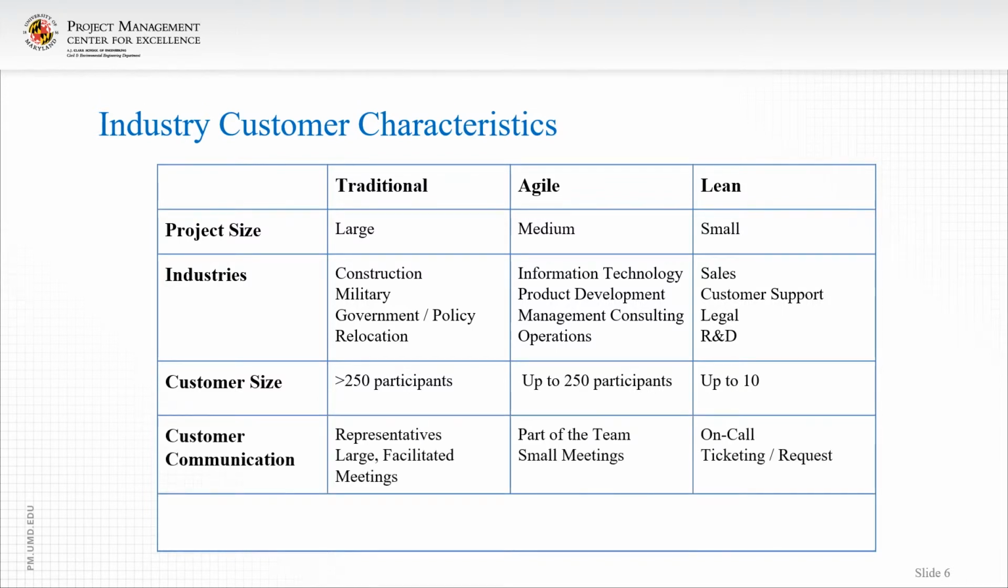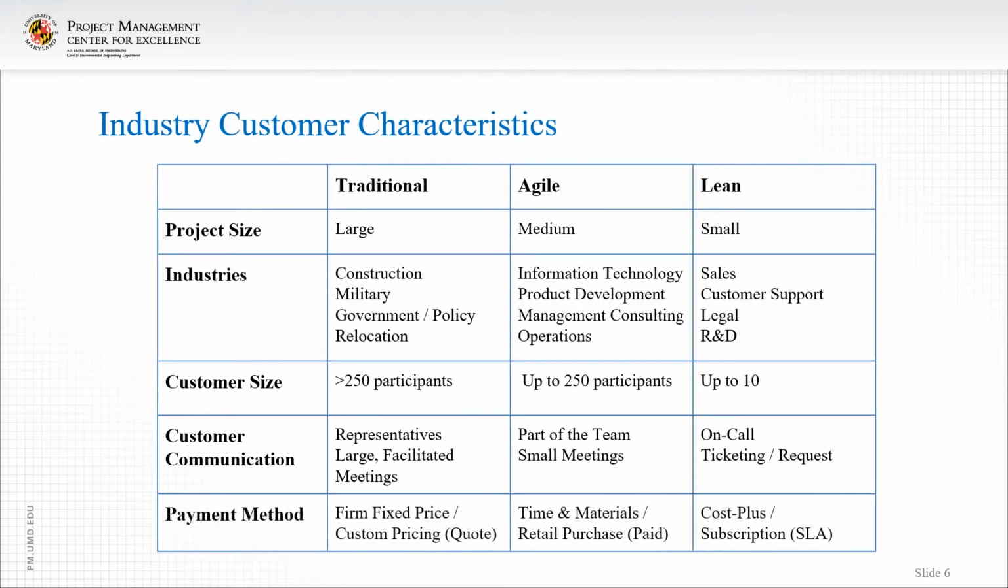We also see that communication with the customer tends to be very different across these different techniques. In lean, it's always about a ticketing system or being on call. The customer picks up the phone and goes, "Hey, I've got a problem. I need you to fix it." And the response is, "Yes, sir. We will prioritize it accordingly." When it comes to Agile, the customer is literally on the team because they have to help steer the scope that is being developed. And when it comes to traditional, we usually end up with representatives, or we have really large facilitated meetings, like town halls and that kind of thing, because there's just so many people involved.